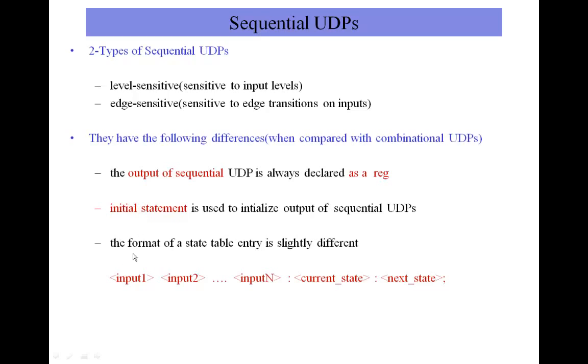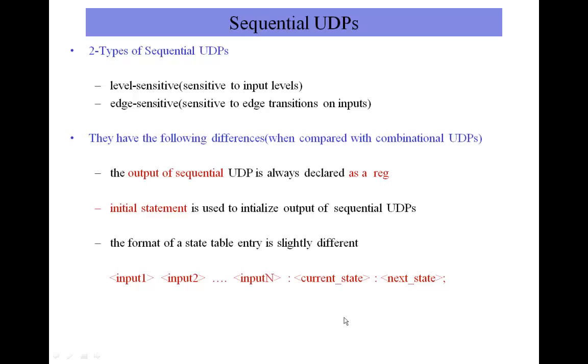The format of a state table entry is slightly different. Look at this: all inputs colon current state colon next state, then semicolon. Whereas in a combinational UDP, all inputs colon output, terminated with a semicolon. Here in this case, the extra field, the current state, is not the actual output. Next state is the actual output.